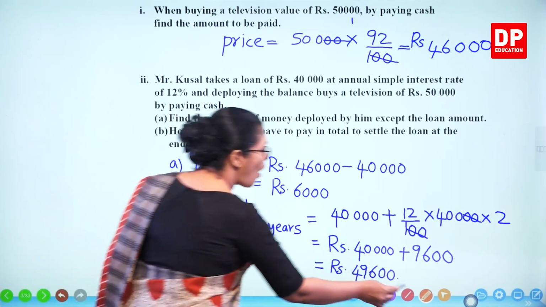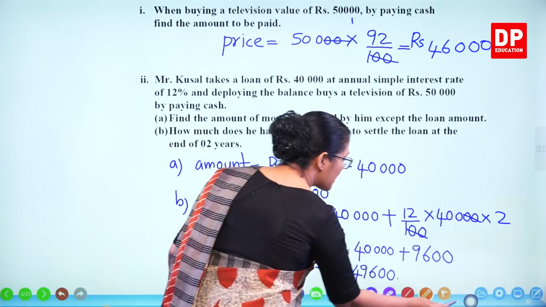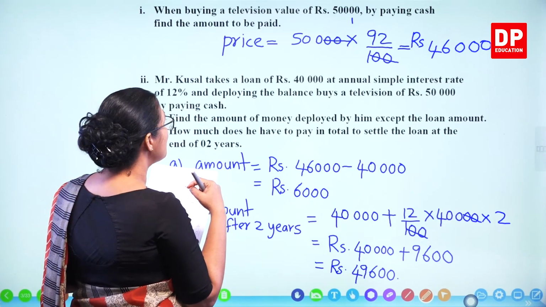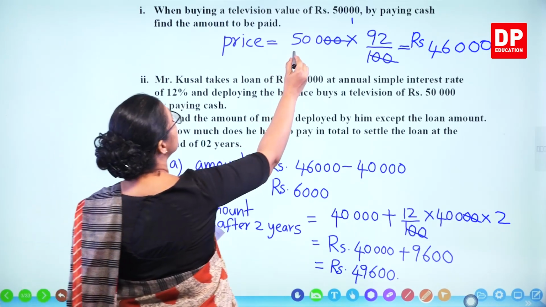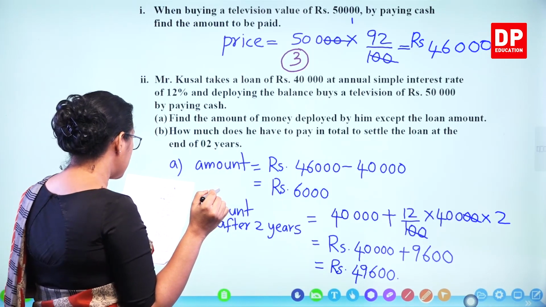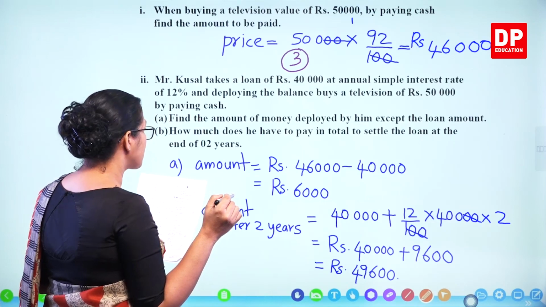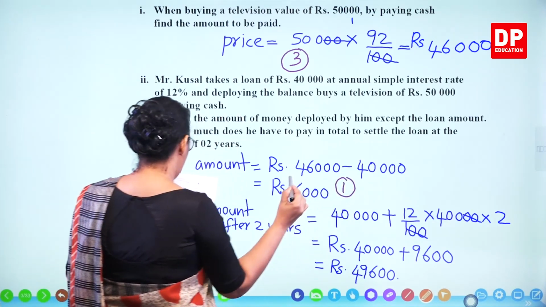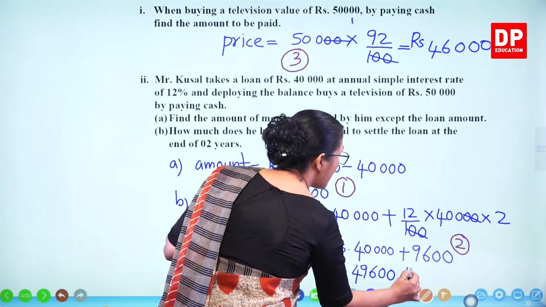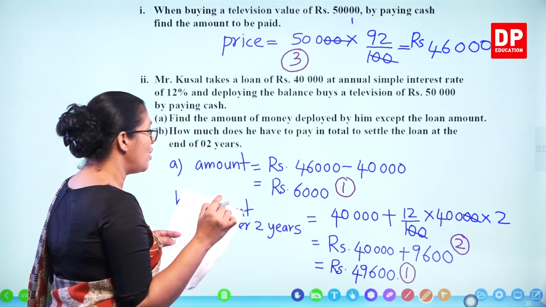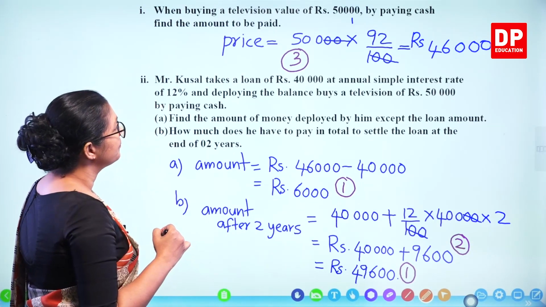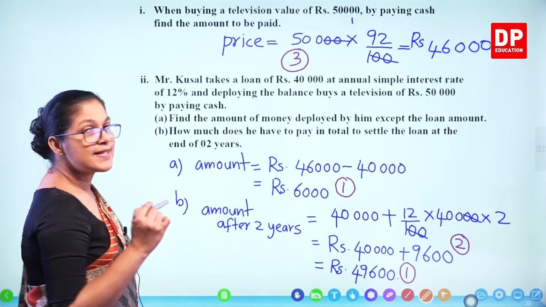First we'll see how many marks for these 2 parts. You get 46,000 rupees, 3 marks for the first part. And 49,600, you get 3 marks. Getting 6,000, 1 mark, 9,600, 1 mark, and adding both, 1 mark. So 1, 2, 3, 4. 4 marks for that. So 4 plus 3, 7.